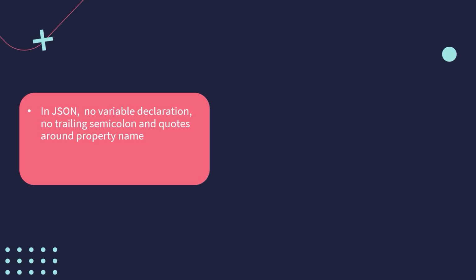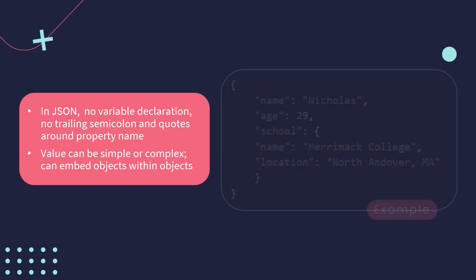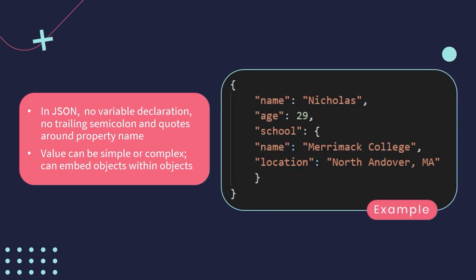In JSON, the value can be any simple or complex value, which allows you to embed objects within objects. Objects in JSON look like this. This example embeds school information into the top-level object. Even though there are two properties called name, they are in two different objects, and so they are allowed. You do want to avoid having two properties of the same name in the same object.